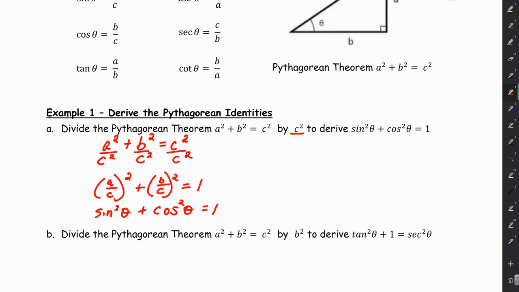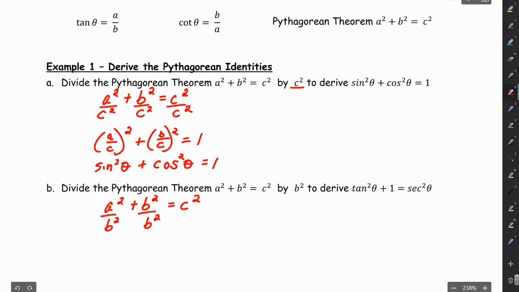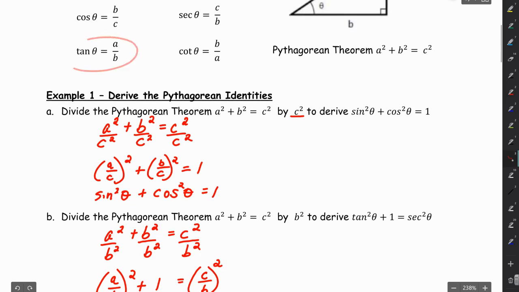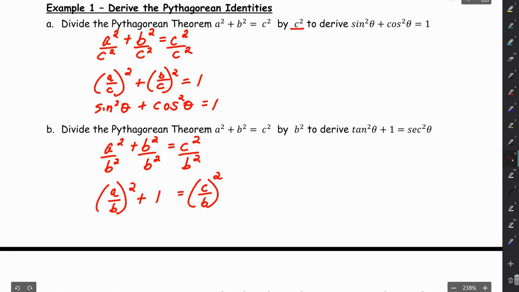Instead of dividing by c squared this time, we're going to divide by b squared. All right, so we're going to rewrite the first term as a over b squared. B squared divided by b squared is just 1. And then we'll rewrite c over b squared. All right, a over b is the tangent, and c over b is the secant. So this one can be rewritten: tangent squared theta plus 1 equals the secant squared theta.